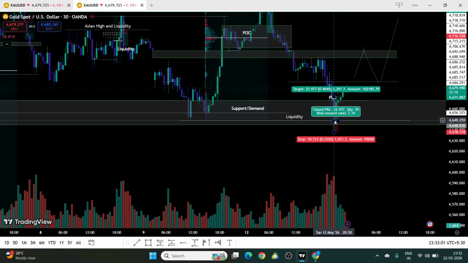But if you are a day trader, this much is enough, and with the 1 is to 2.19 risk reward ratio, it is good. The entry we can have it.